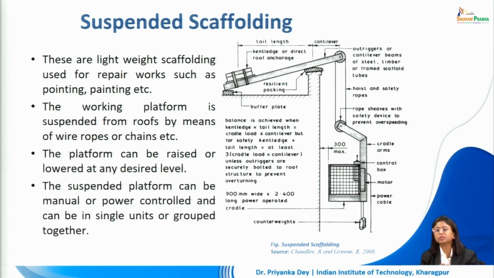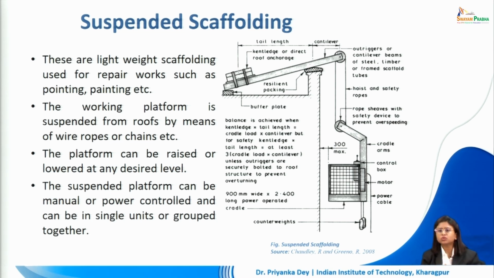Here we are actually suspending or making the working platform float above the ground. We are taking support from the roof or the top of the structure, and this scaffolding actually remains suspended mid-air. So these are very lightweight scaffolding because you are suspending it from roof level. Normally they are used for painting, pointing, repair work.